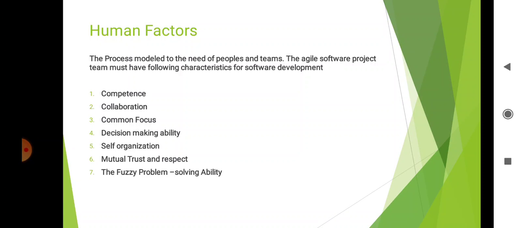To get a number of technical benefits, collaboration should be improved and team confidence should be boosted. The agile project team organizes itself for the work to be done and proceeds to best accommodate its local environment. Then sixth is mutual trust and respect. The agile software team must develop the respect and trust which is necessary to make them strongly connected. And last is fuzzy problem solving ability. The agile software project team may continuously deal with ambiguity and change.